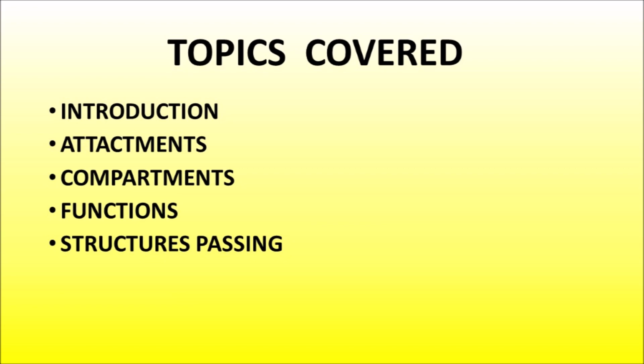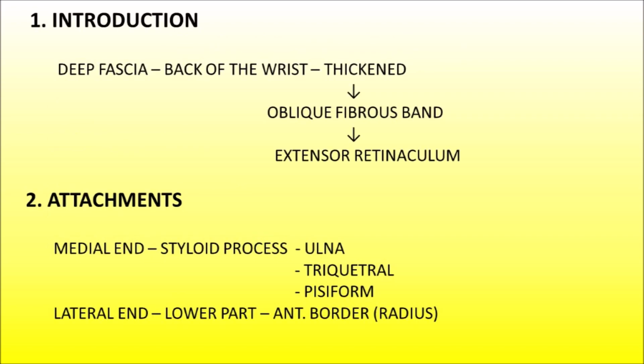Under extensor retinaculum, we'll be discussing in detail its introduction, attachments, compartments, functions, and the structures passing through various compartments beneath the extensor retinaculum of the wrist. To start with its introduction, the deep fascia on the back of the wrist is thickened to form an oblique fibrous band called the extensor retinaculum, which is directed downward and laterally.